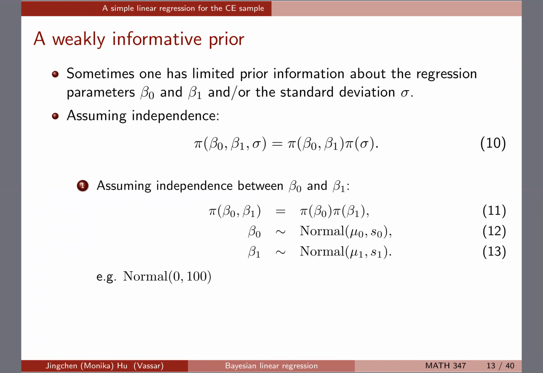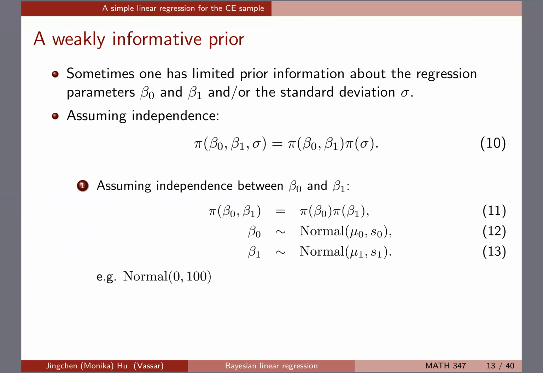The first bullet point here is working with the regression coefficients, and I'm further assuming independence between beta 0 and beta 1, so I can do equation 11, further factorizing it into the product of the univariate prior for beta 0 and the univariate prior for beta 1. And then for each of them, right now I'm writing in terms of equations 12 and 13 that beta 0 follows a normal mu 0, S0, and then beta 1 follows a normal mu 1, S1. And you will see down here that a typical weakly informative prior gives beta 0 and beta 1 a normal centered at 0 and a super large variance, or a super large standard deviation in this case.